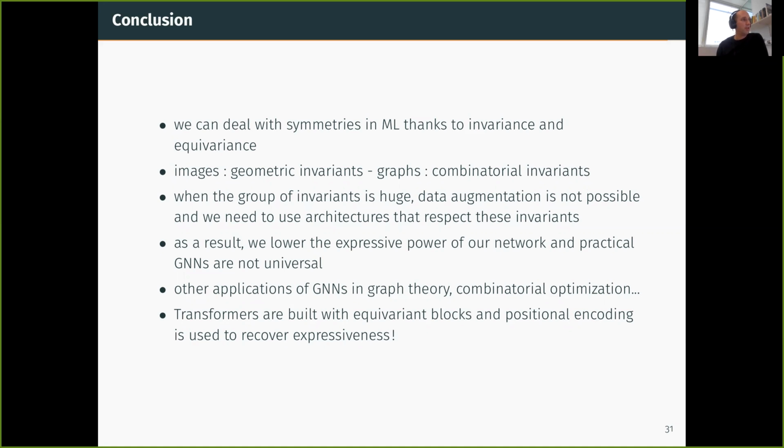And the last point relates to the very famous transformers, which I did not discuss, but they are built on blocks which are equivariant. And the fun part is that with transformers, we do not want equivariant networks. Typically, they were introduced for NLP, where the order of the words in the sequence is very important. So in order to break the equivariance and to recover expressiveness, the authors introduced the notion of positional encoding. So this is, I think, a new way of using invariance and equivariance. You start from an equivariant block, and then you improve the expressive power of your equivariant block by adding an extra feature, in this case, the positional encoding information.